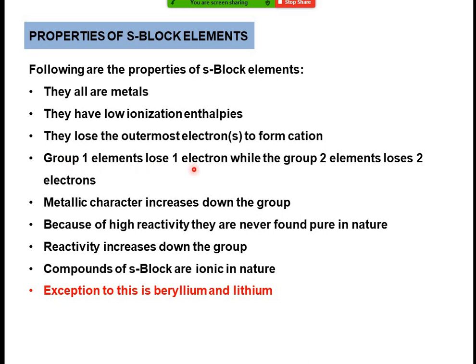Group 1 elements lose 1 electron, while group 2 elements lose 2 electrons. The cation formed by group 1 is univalent since they lose 1 electron, and the cation formed by group 2 is bivalent since they lose 2 electrons. Metallic character increases down the group. Since the atomic size increases, the metallic character of alkali metals and alkaline earth metals increases down the group.